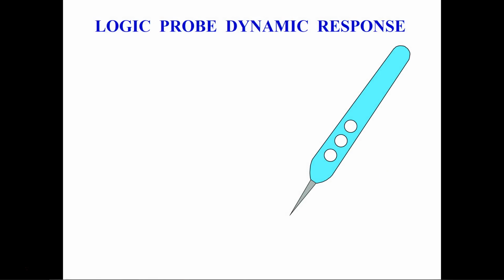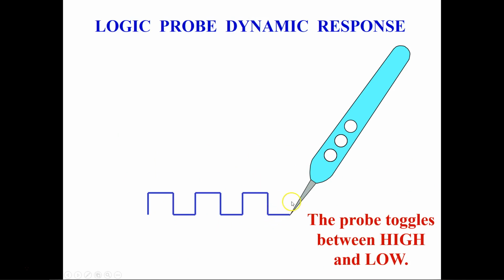Now, logic probe dynamic response. As you can see here, the digital signal is being tested. If that happens, the signal goes between high and low, and that's what you saw, how the light was blinking at the high point. So this says the same thing: the probe toggles between high and low.